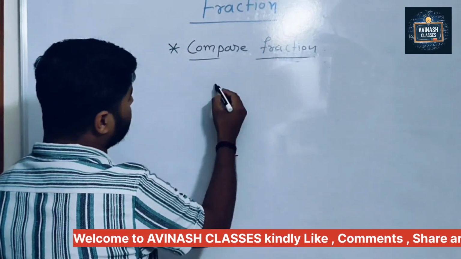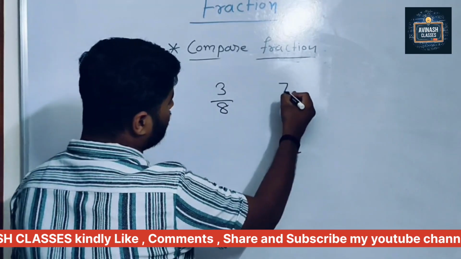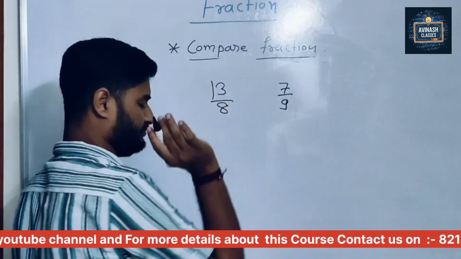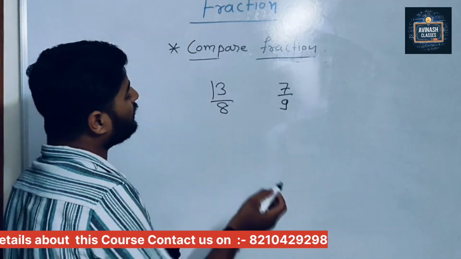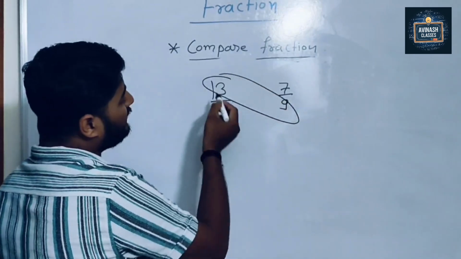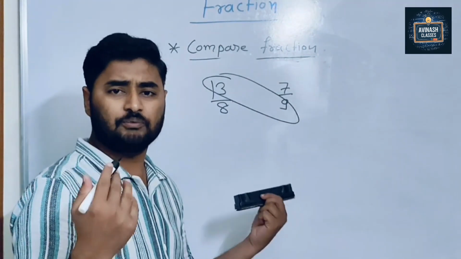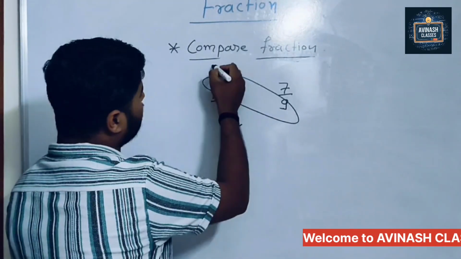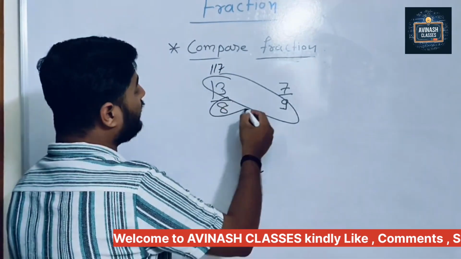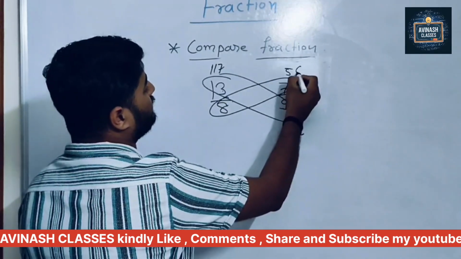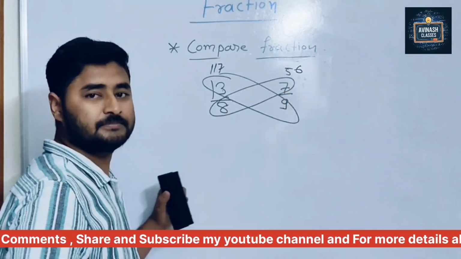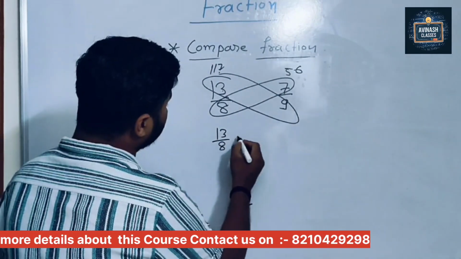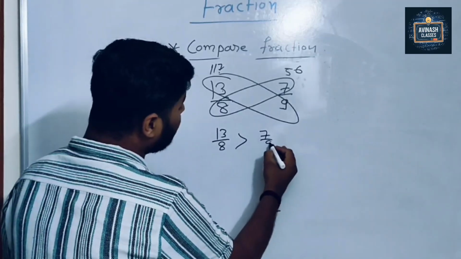Now here, see, 3 by 8 or 7 by 9. Just make it 13, just take a big number. So first we make the butterfly method. Initially you can write like that. Once you practice more, it's very easy. You can understand that we have to multiply this. Now 13 times 9, so we write here 117. Now here 8 times 7, that is 56. Now tell me which one is greater, this or this? Obviously 117 is greater. So we write here 13 by 8 is greater than 7 by 9. Crocodile mouth.